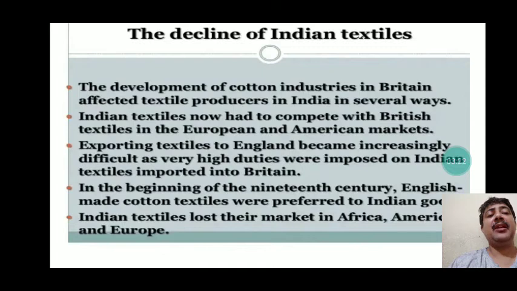Exporting textile to England became increasingly difficult, as heavy duties were there. So it was not possible to export to Britain because of the heavy import duty. At the beginning of the 19th century, English-made cotton textile was preferred to Indian goods because of its cheaper price.